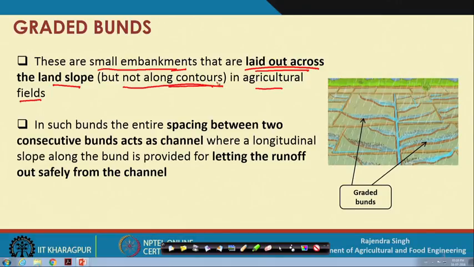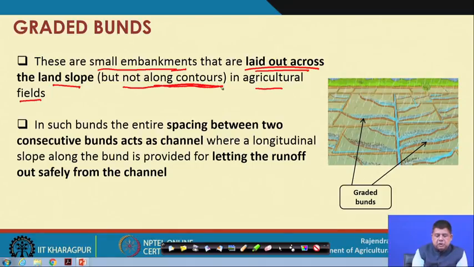This is to distinguish that graded bunds are different from contour bunds. In case of contour bunds, we always put the bunds on contour lines, whereas in graded bunds we do not have to follow the contour. This is the major difference. In graded bunds, the entire spacing between two consecutive bunds acts as a channel, where a longitudinal slope along the bund is provided for letting the runoff out safely from the channel.